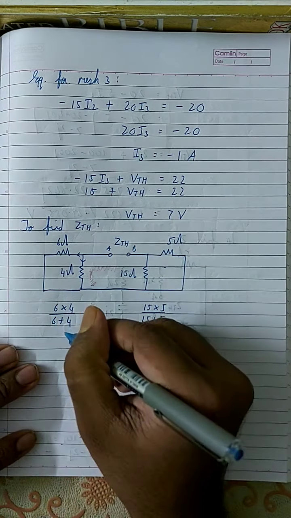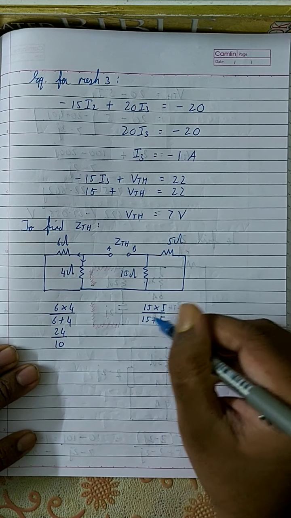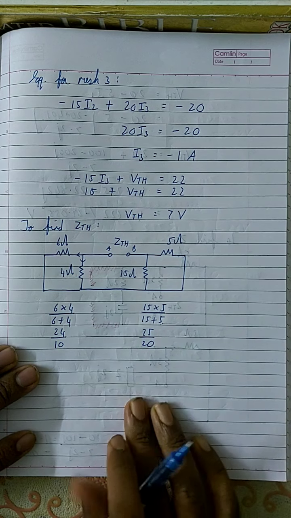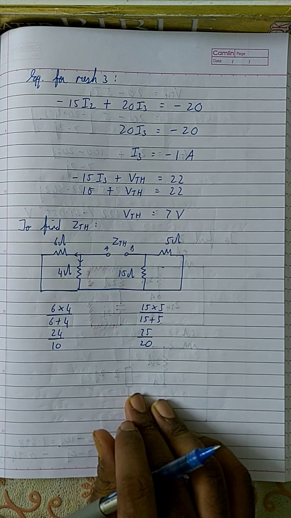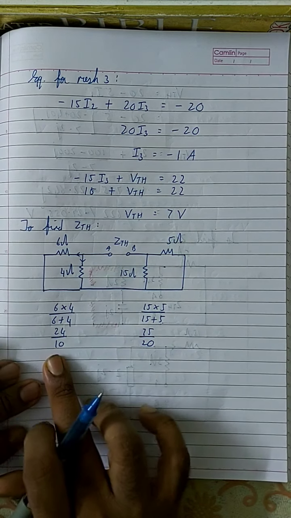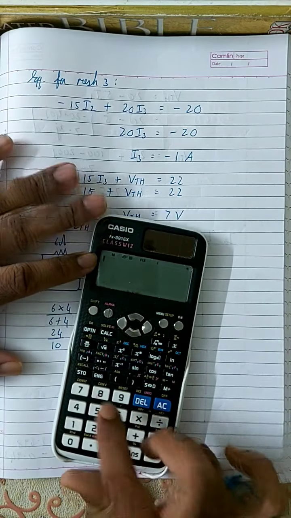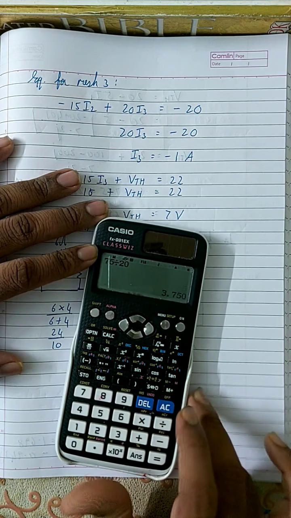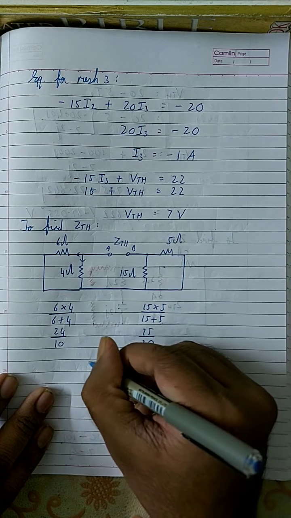So here you have 24 by 10, and here you have 75 by 20, right? Which is nothing but 2.4, and the other one, 75 divided by 20, is equal to 3.75. So which means now I can redraw the circuit like this.